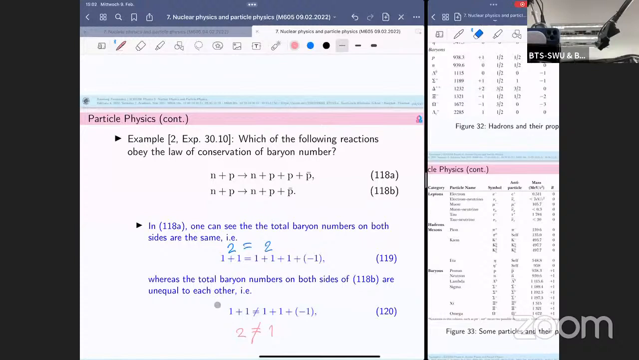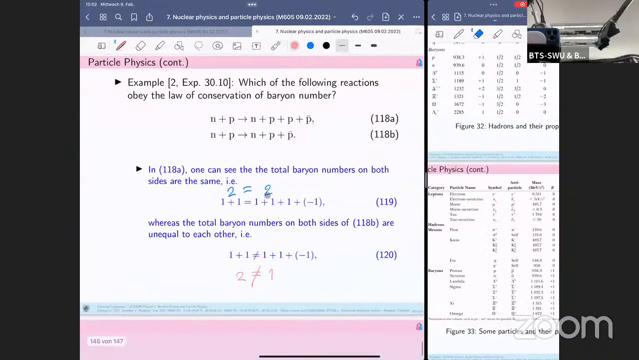So yes, this is not valid. The baryon number is not conserved during this decay or this reaction. So it's not valid. So this process, this decay or this reaction will not take place in nature. All right. And that's the whole thing for the lecture of this subject.